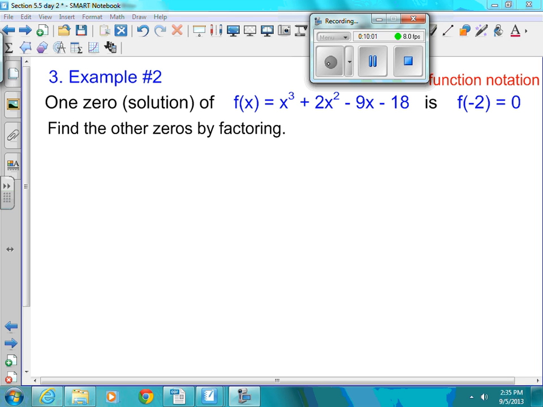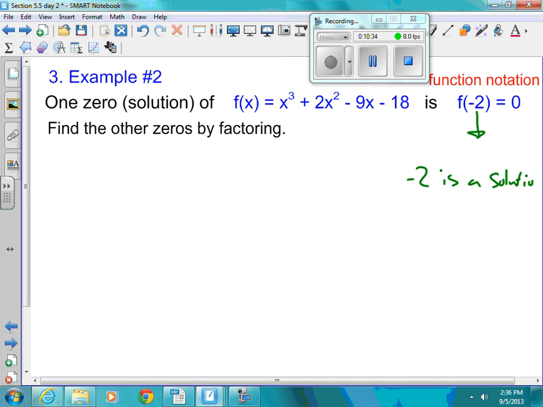So now we're gonna do something very similar, but it's a little different. Now we're gonna find the other zeros. Zeros are solutions of a polynomial, and I'm also going to give you information in a little different form. Instead of saying x plus 2 is a factor of the polynomial, I'm telling you that f of negative 2 equals 0. What this information is implying is that negative 2 is a solution. It is a 0.